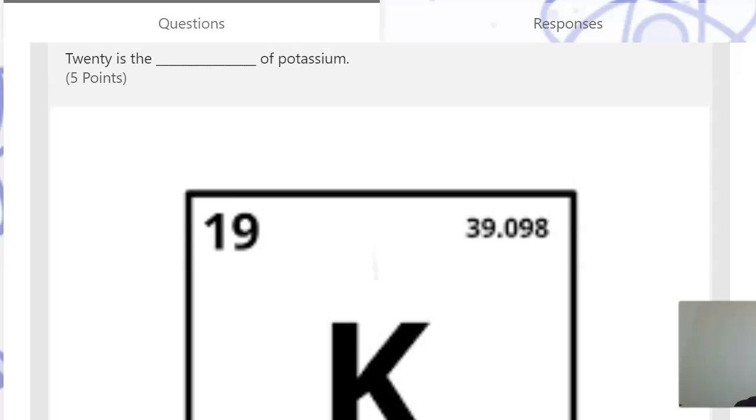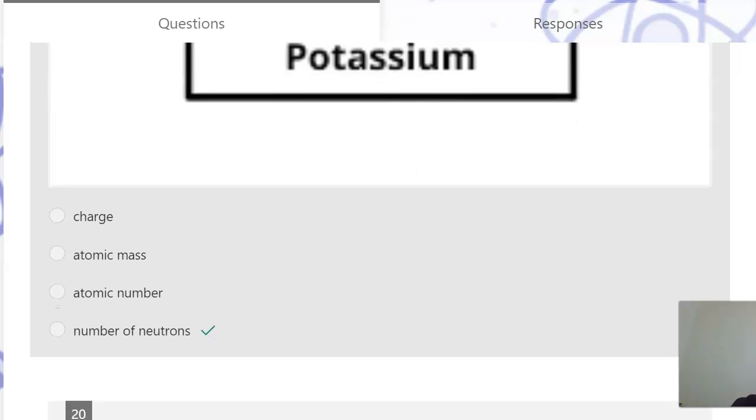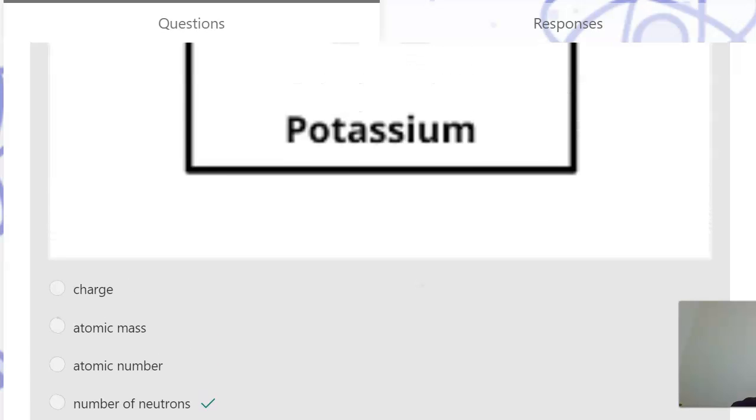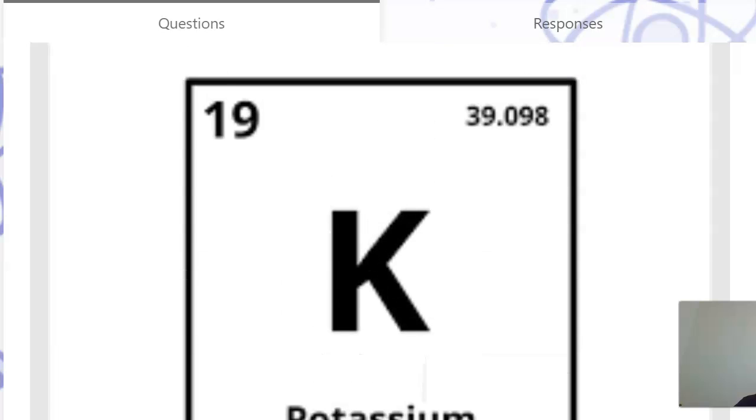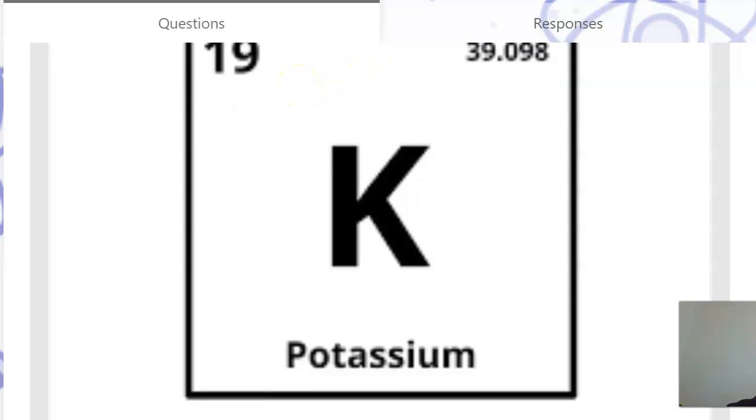Whoa. So the number of neutrons, 20, is the number of neutrons in potassium. Gosh, guys, I'm so sorry you can't see the whole thing at the same time, but that's okay. So what's this question trying to find? It's trying to find out if you know how to find the number of neutrons in an atom. You do that by finding the atomic mass number and then subtracting the number of protons. 39 minus 19 is 20.